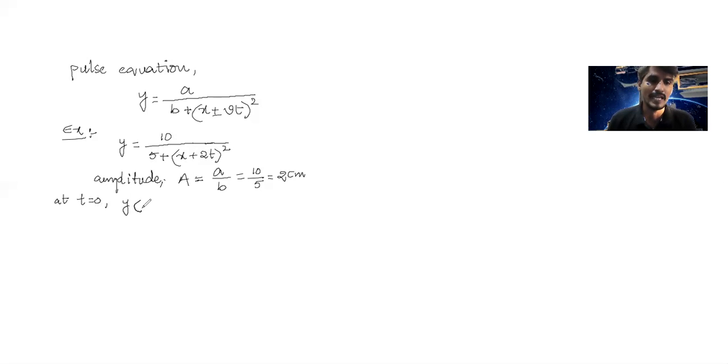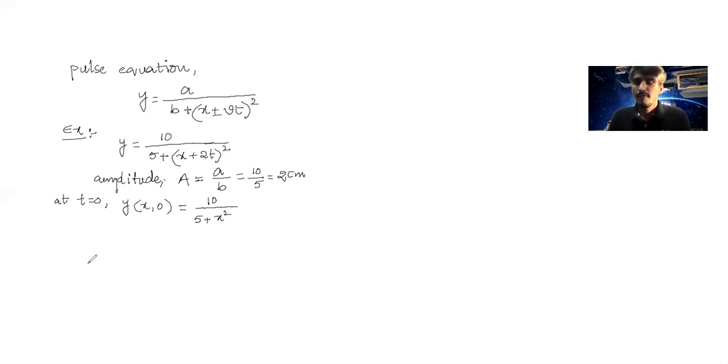Then we can write y of x comma 0 is equal to 10 by (5 plus (x plus 0) whole square). Why? Because 2 into 0 is 0. So x plus 0 whole square is written as x square. This is y of x comma 0.